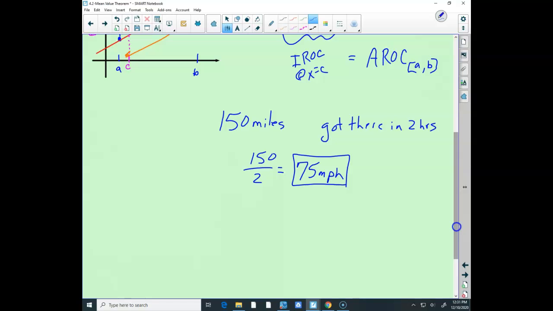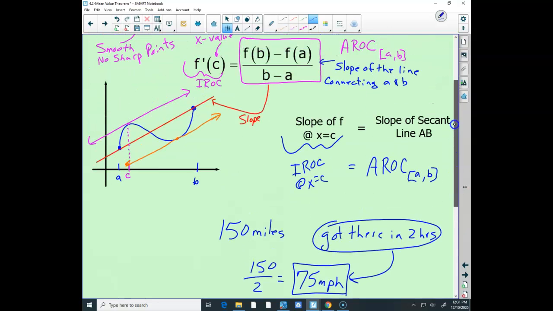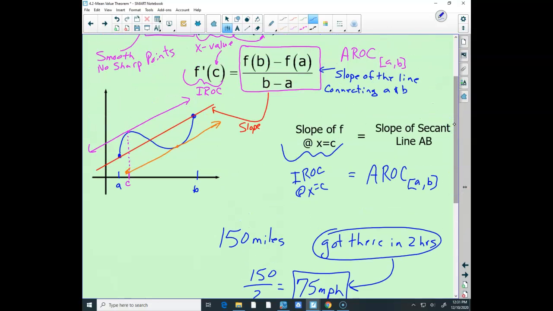All this theorem guarantees is that at some point during these 2 hours, you were going precisely 75 miles per hour. That's what grandma's theorem tells us. If my average rate of speed was 75, then at some point I was going 75, because I might have been going faster, and I might have been just walking along somewhere in there. It's when the AROC equals the IROC.